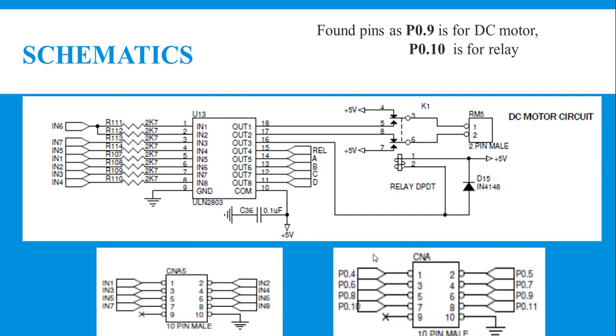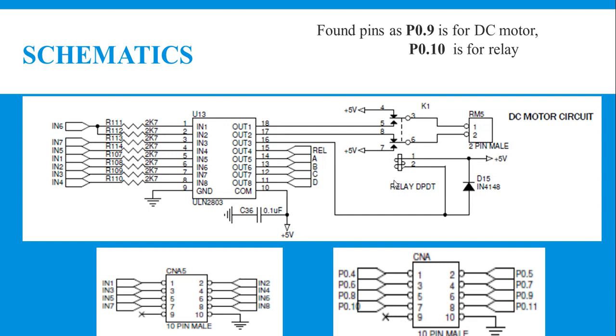And when your microcontroller sends logic 0 via the 10th pin of port 0, it in turn de-energizes the relay. So the switch positions are as shown in the schematic diagram. During that time the DC motor follows the anti-clockwise direction.